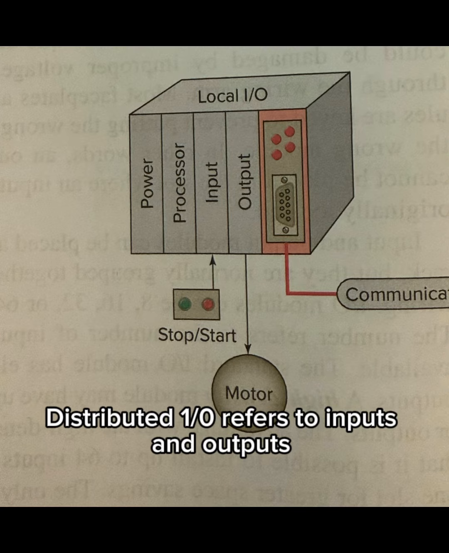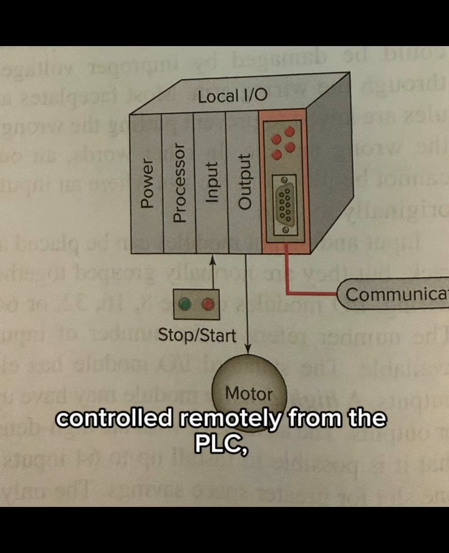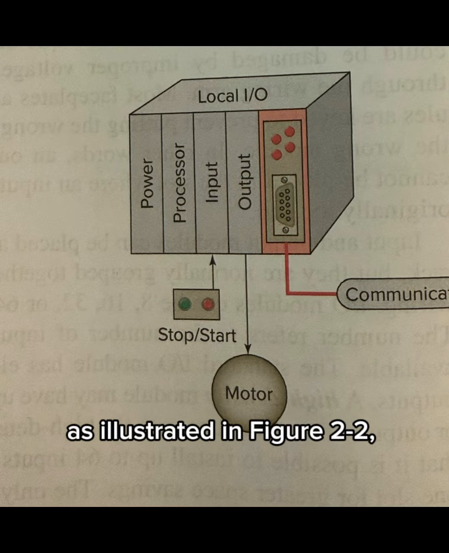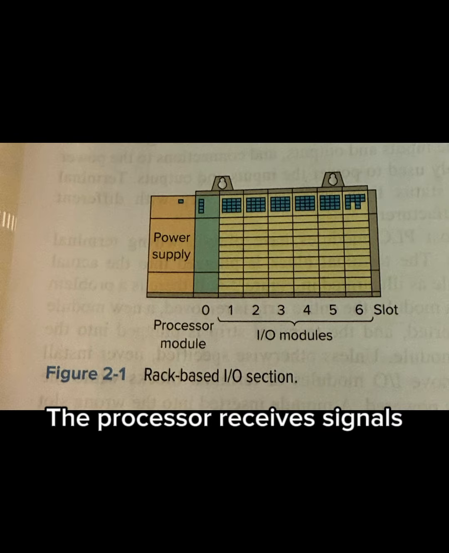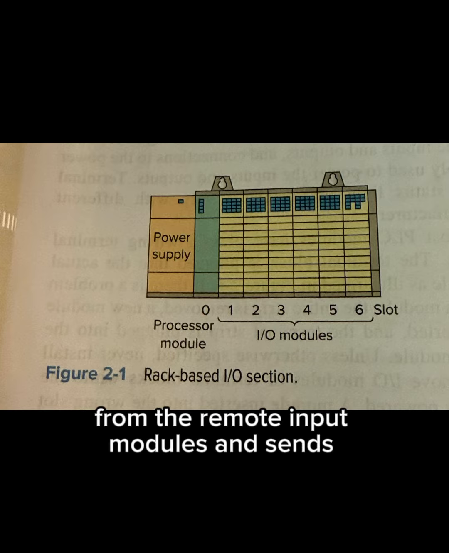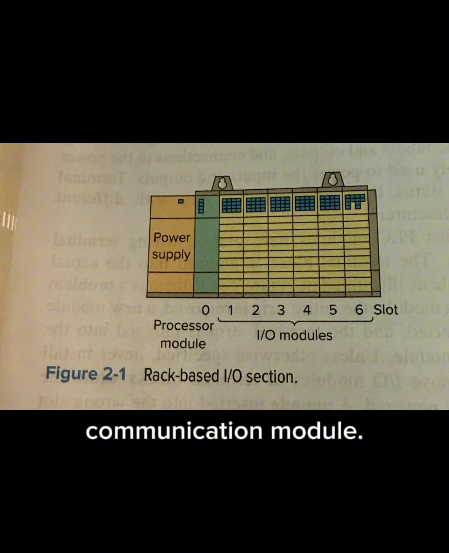Distributed I/O refers to inputs and outputs located at a machine and controlled remotely from the PLC, as illustrated in Figure 2.2. In order to minimize the amount of wiring required, the processor receives signals from the remote input modules and sends signals back to their output modules via the communication module.